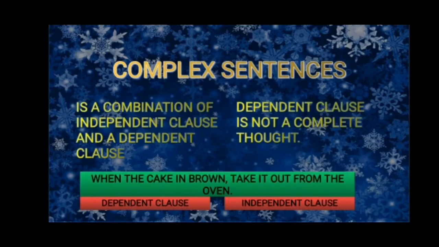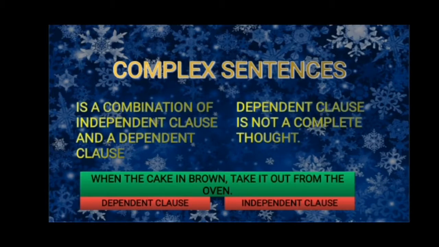When the cake is brown is a dependent clause. It is not a complete thought. So it will combine with an independent clause, which is take it out from the oven. Take it out is a verb. The oven is a subject.